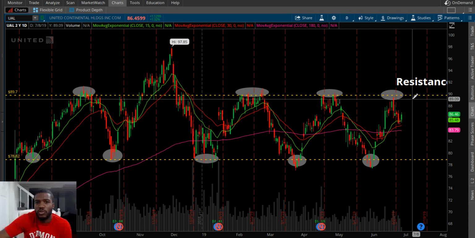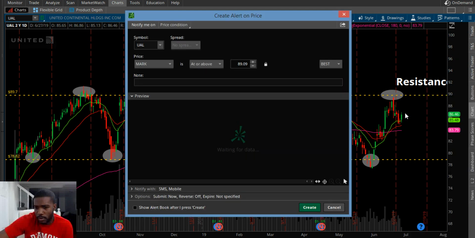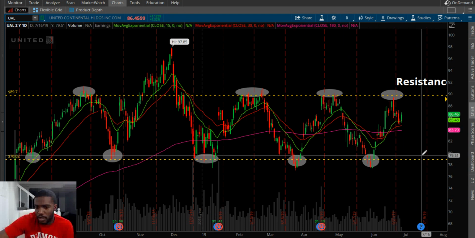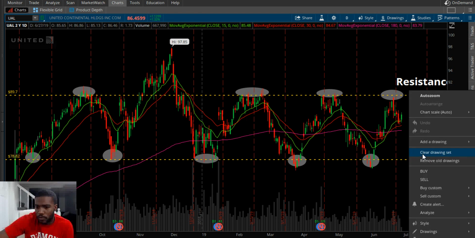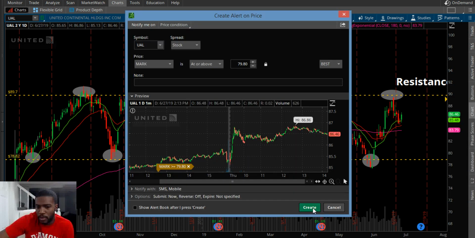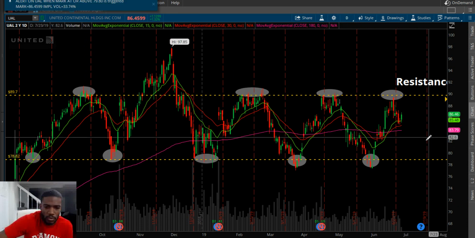If you're looking to short stocks or buy put options, you can set your alert up here to alert you for when it comes up there. Buy your put options or short the stock. Down at the bottom here, you can set another alert for a potential buy for a swing trade back to this top area here.